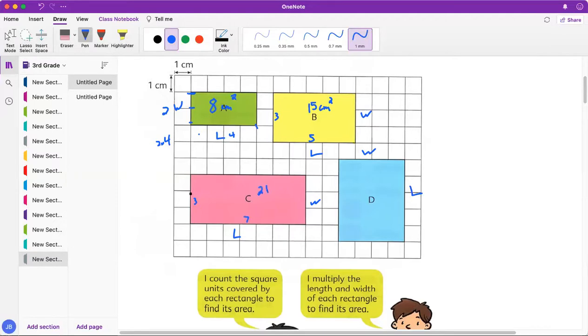Twenty square units. Because we have 1, 2, 3, 4, 5, 6, 7. So 7 times 3 should be 21, right? Or were you talking about D?